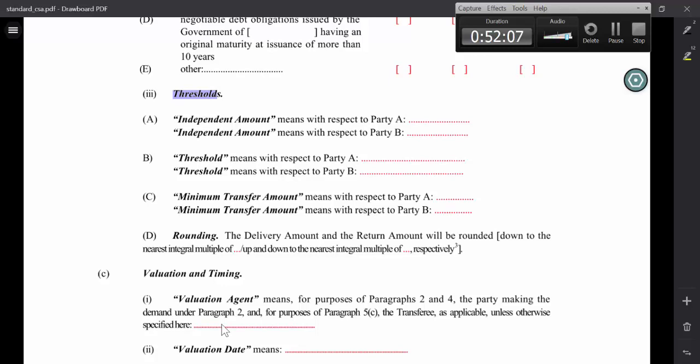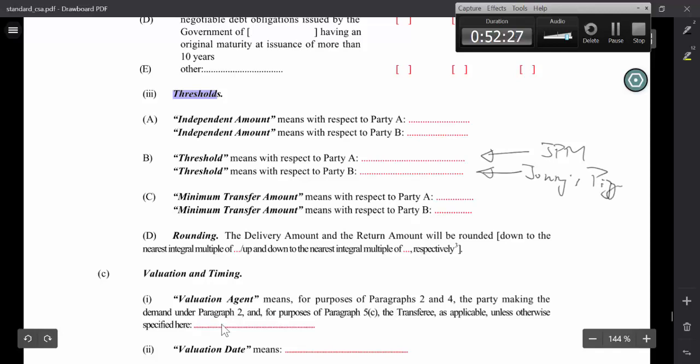Now, like I said, thresholds, in fact, they can be different. So if I am JP Morgan and you are Johnny's Pizza, for me, threshold 100 million. For you, 0. You can do it like that. For me, minimum transfer amount $80 million. For you, $1. You know what I'm saying? Yeah. So this is the key part. Okay. That's the CSA.